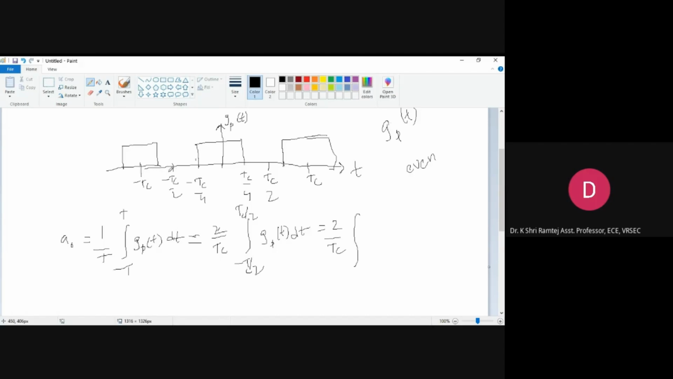If we simplify this, it will be 2 by Tc integral. Here from minus Tc by 2 to minus Tc by 4, the amplitude is 0. So the limit becomes minus Tc by 4 to Tc by 4, and the amplitude is 1. So 1 dt. So this will be 2 by Tc times Tc by 4 minus of minus Tc by 4. So this will be Tc by 2, and when it is multiplied with 2 by Tc, the a0 value will be 1.